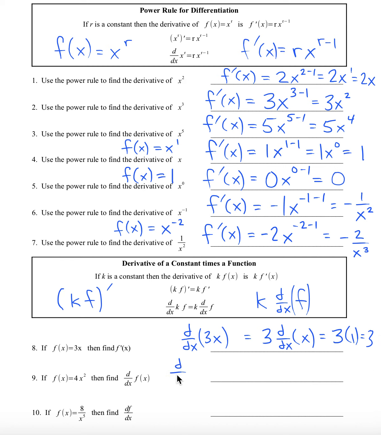What about this? The derivative of 4x squared. Pull the 4 out and find the derivative of x squared. We saw above that it was 2x. So our final answer looks like 8x.